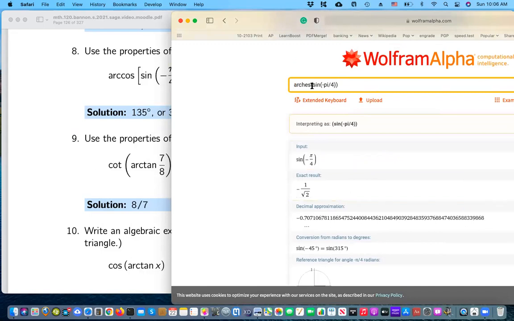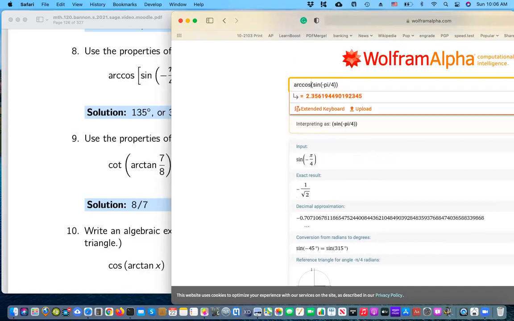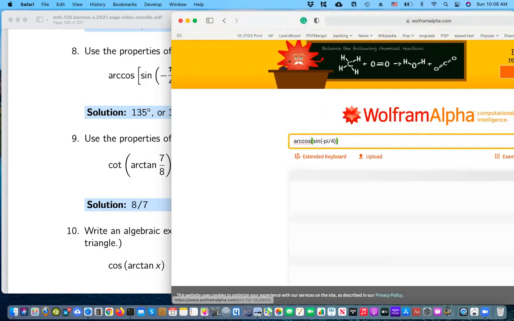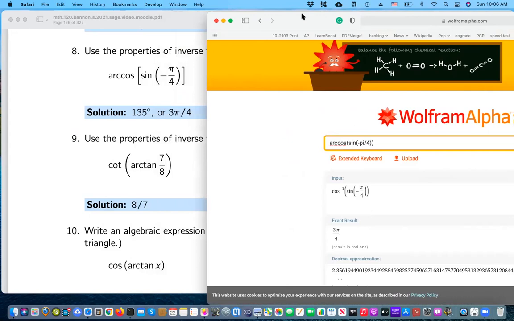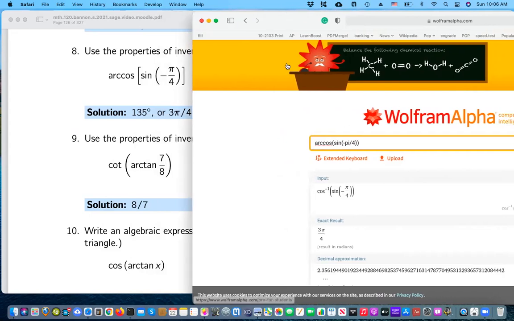Oh, now I see. I didn't type it in right. That's why. Yeah, 3 pi over 4. All right. It's not having issues with it. Wolfram's not a bad thing to be using. All right, let's go to the next one.